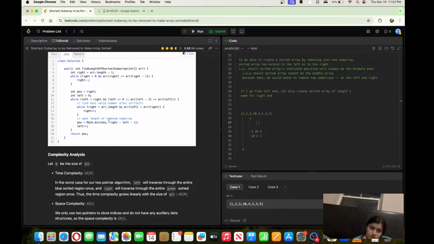Okay, yeah. They're trying to find the length of all possible removed subarrays and getting the minimum of everything and returning it at last.